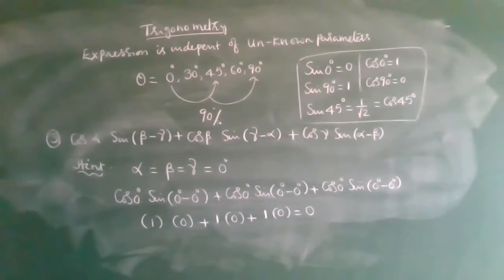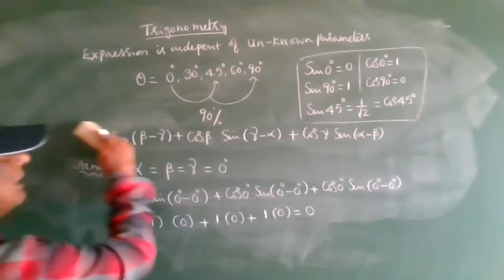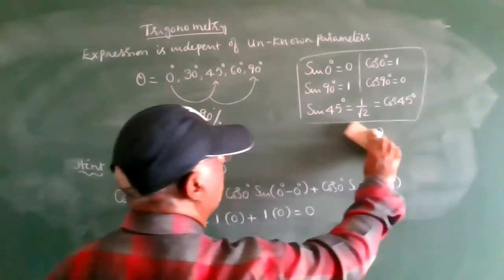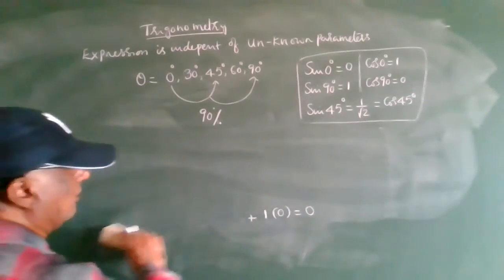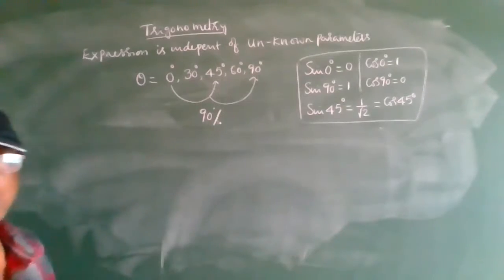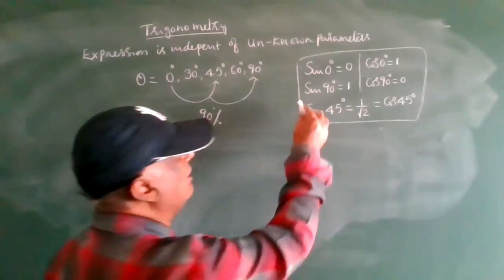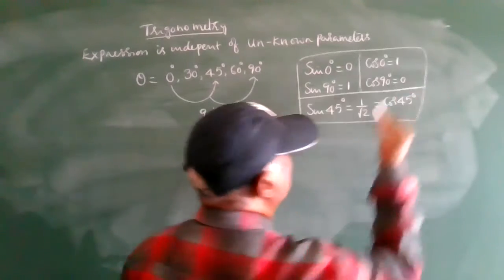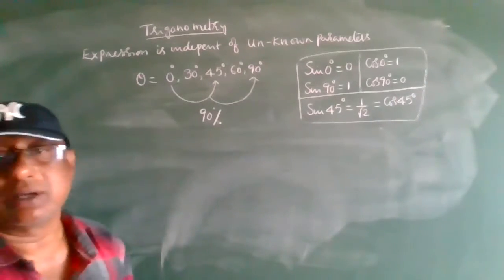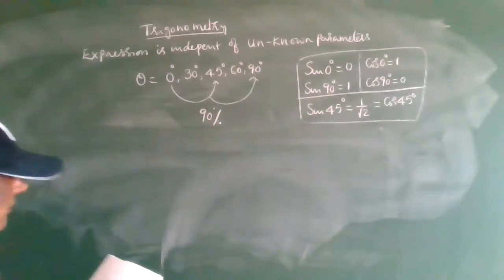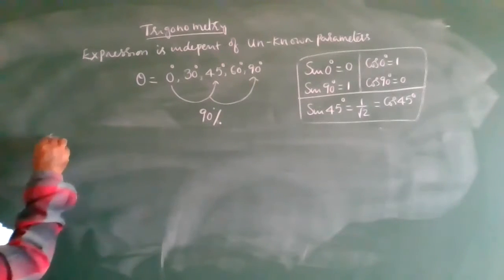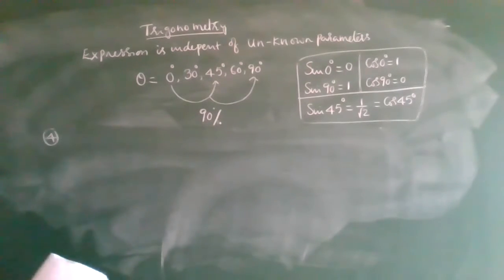Fourth problem. I go through the fourth problem. Everyone observe. Very simple trigonometry problem. If you know these values, very simply we can solve. Okay? Right. See, the fourth problem is, everyone observe.